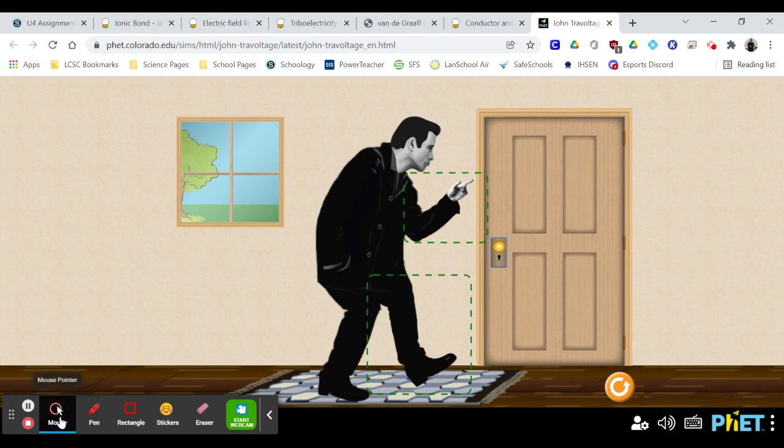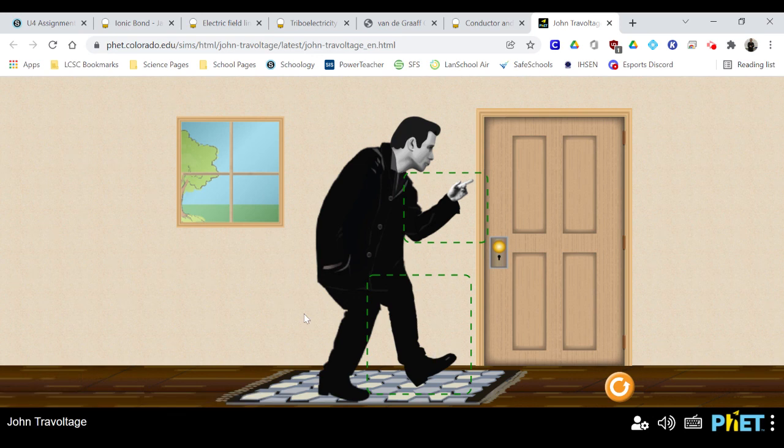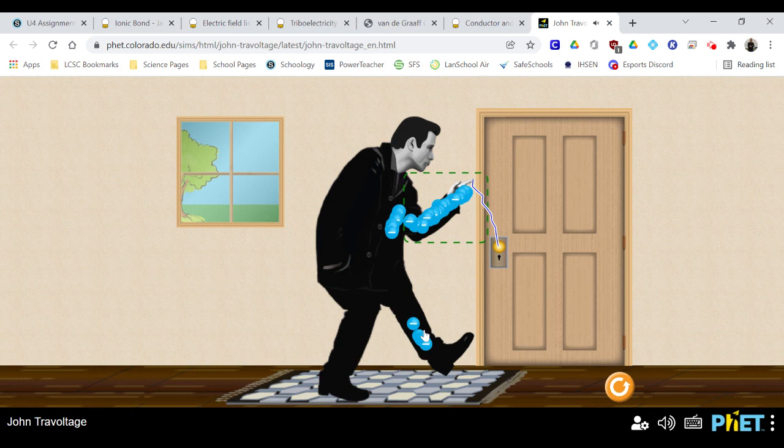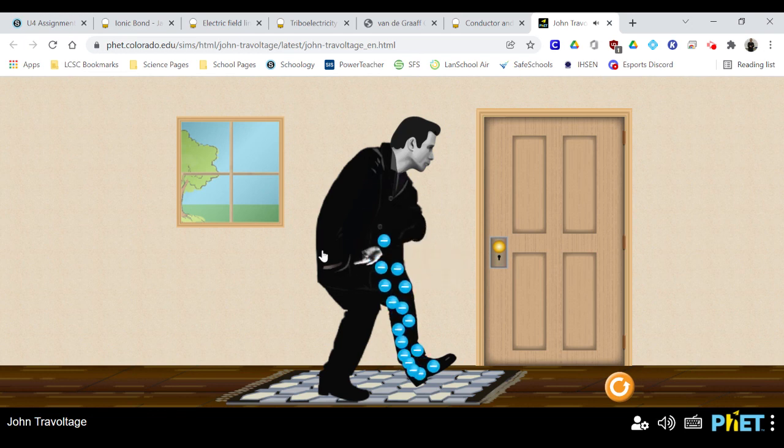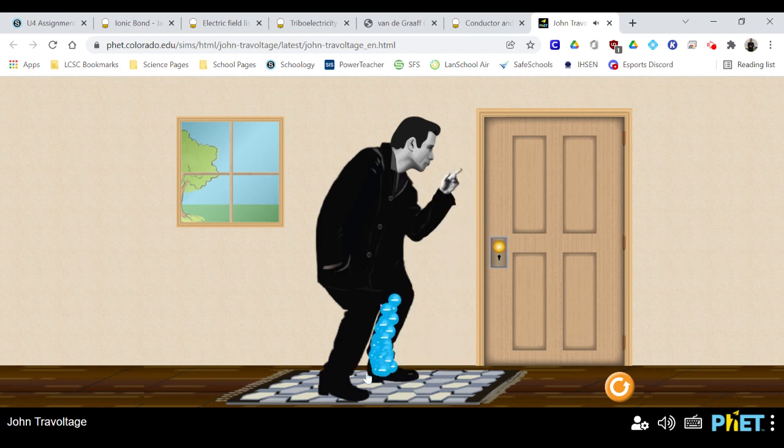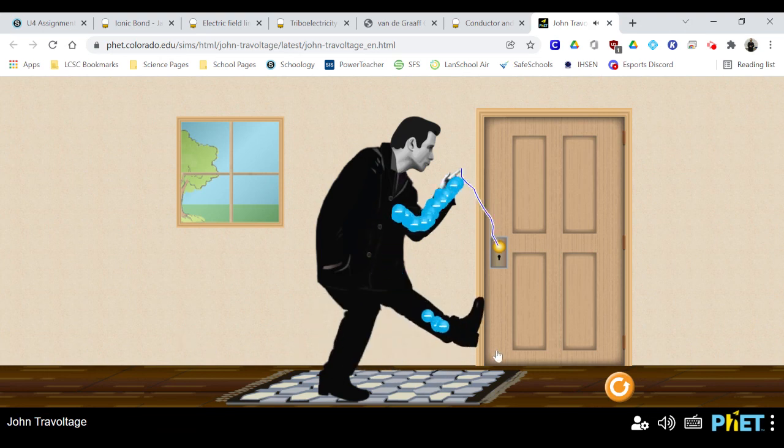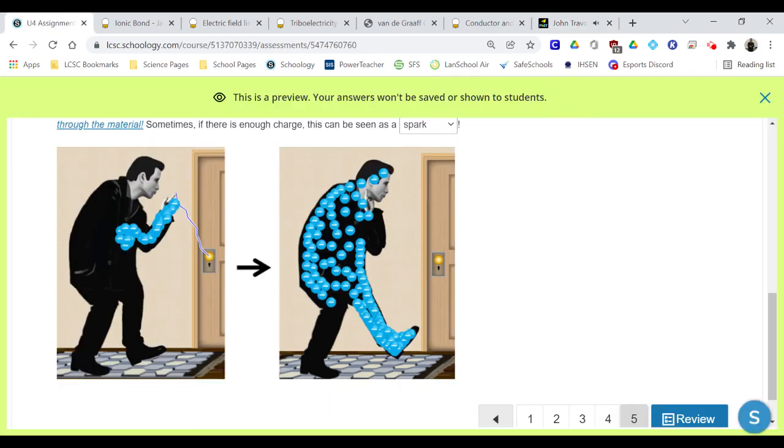So here's John Travoltage. You can charge up with his foot. You can move his hand around. Okay, so once you're close enough, you can pass the charge along. Even if you're not totally in contact, you can get that excess charge to jump. Okay, so that's our introduction to charge.